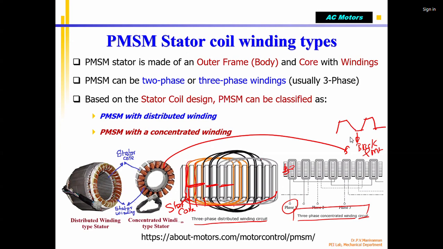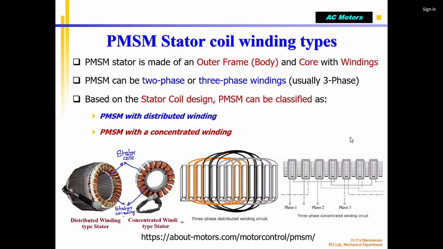For the distributed winding, the magnetic field created is sinusoidal in nature. Back EMF will be sinusoidal in shape. These are the main differences. Because of that, the torque production, the smoothness of the motor running, all these things will vary. So there are two types, you understand. One is called the distributed winding type stator, the other one is the concentrated winding stator. Two types are there.